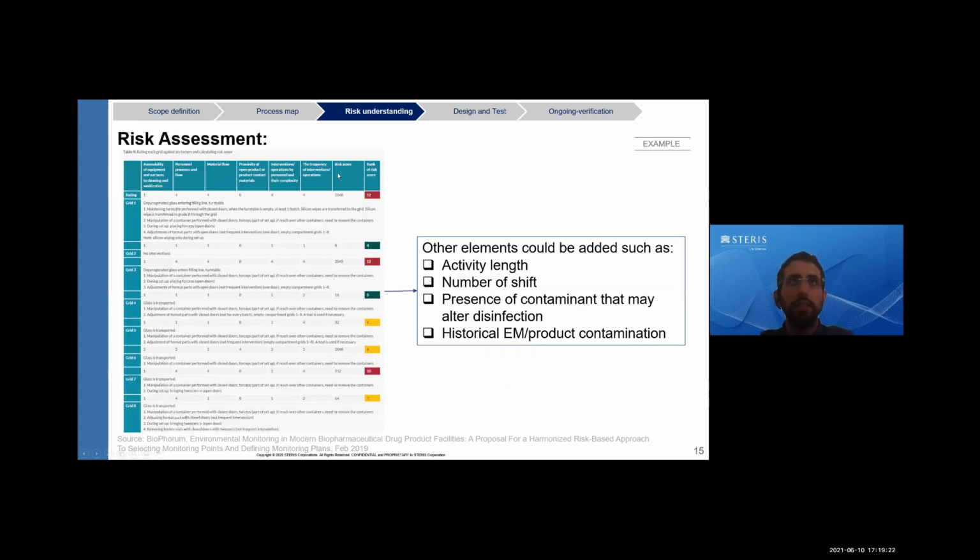You may also add the activity length, the number of shifts, and the presence of contaminants that may alter the disinfection. For example, if you have a lot of residue on your surfaces and the disinfectant does not have an adequate blend of surfactant and is not capable of cleaning, like for example alcohol or a sporicide, then there may be a need to have a first cleaning step before disinfecting the surface.